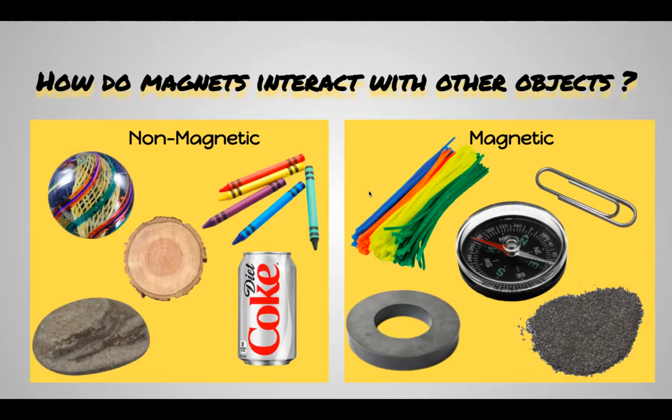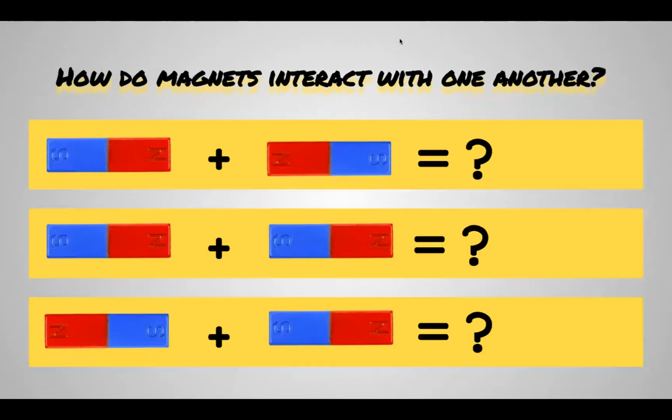All right, let's look at our next part of the question. How do magnets interact with one another? Well, we used that magnet ring, and that was attracted to the bar magnet. But let's see what happens when we take two bar magnets and bring them close together. So I'm going to stop sharing so we can see up close.